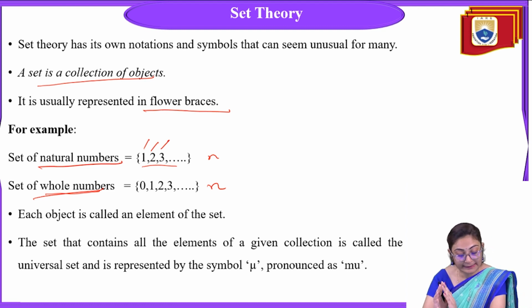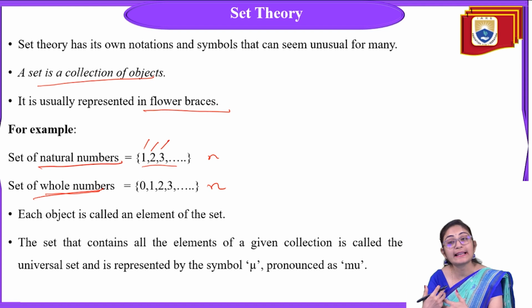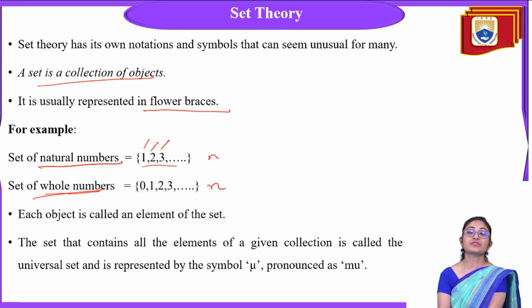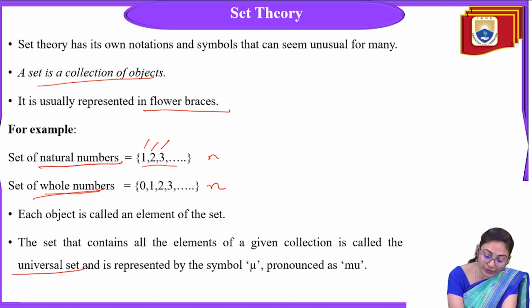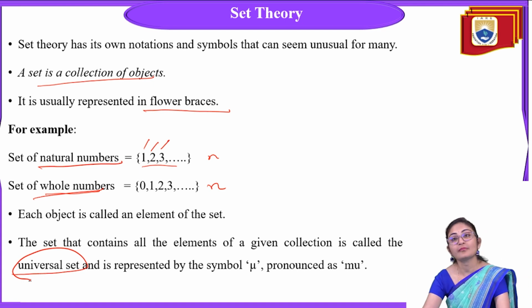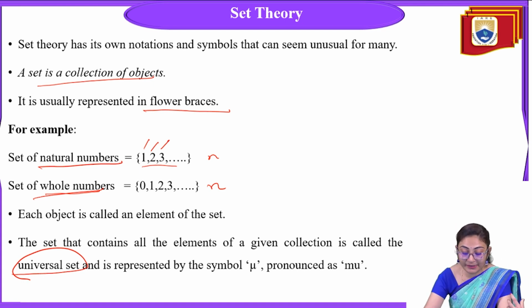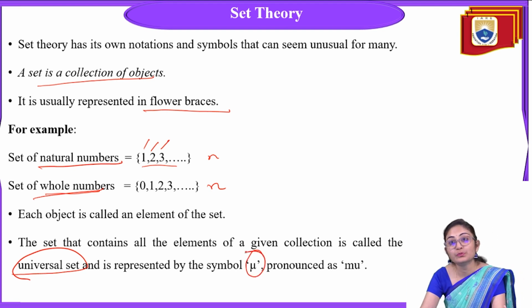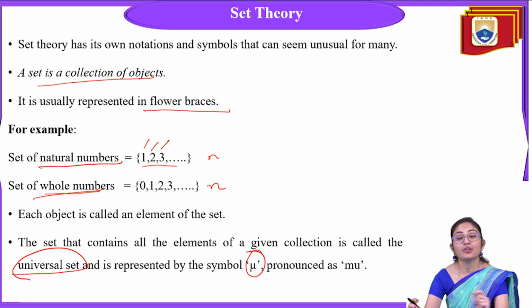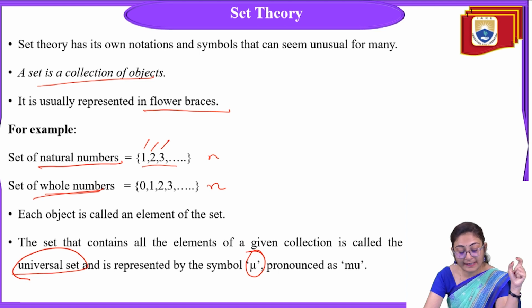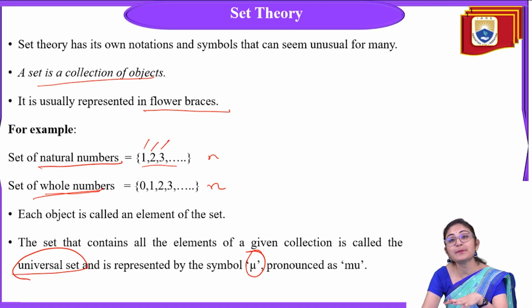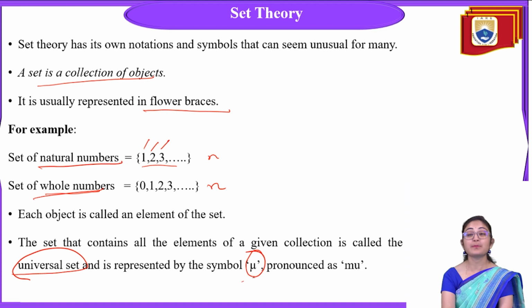Now, the set that contains all the elements of a given collection is called a universal set, and it is represented by the symbol mu. The elements available in the collection make up the universal set, and we represent it using mu.